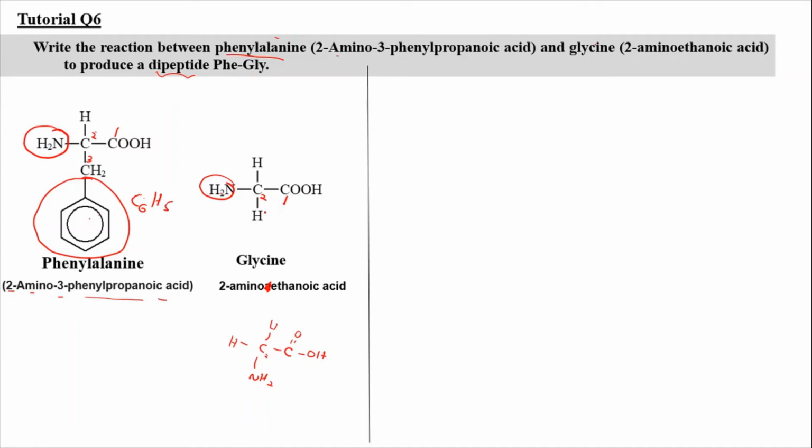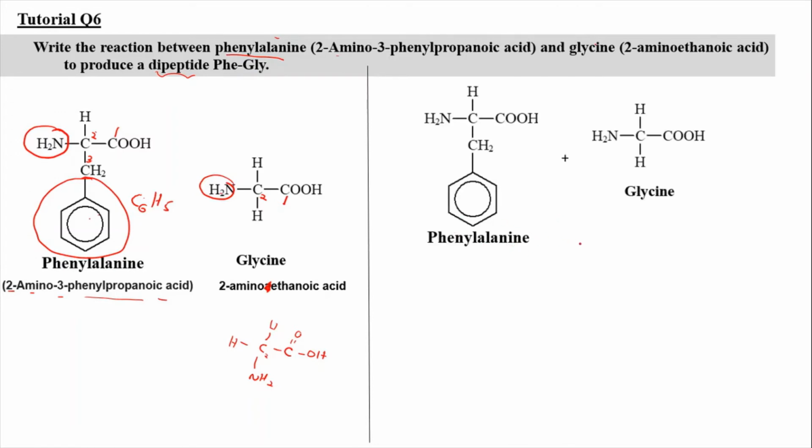So now we're going to look at how we can write an equation in order to produce a dipeptide. So let's say if we have a phenylalanine here, and then we have glycine on the other part, on the right hand side. Okay, so in order to produce a dipeptide, what we're going to do is remove the OH part from the carboxylic group, and from the amine part here of the glycine amino acid, we're going to remove the hydrogen. Okay, so overall what we're going to eliminate is H2O.